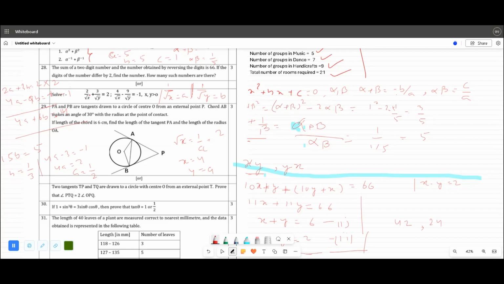अब आप उसको यहाँ कहीं लगा के देख लीजिए, 2 by root x is 2 by 2 is 1 and 3 by root 9 is 1, so 1 plus 1 is 2. 4 by root x is 4 by 2, 2 minus 9 by root y is 9 by 3 is 3, so 2 minus 3 is minus 1, so my answers are correct, whosoever says whatsoever.